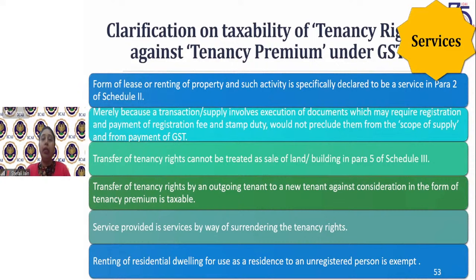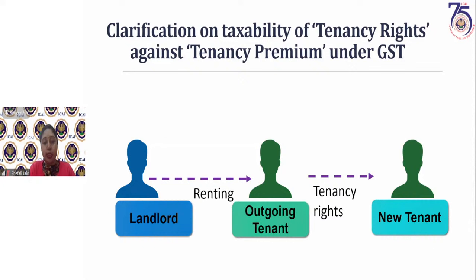Now, here one exemption is there. The renting of residence. If the landlord is giving his residential house to a person on rent, and that person is an unregistered person, an individual, or a sole proprietorship, but that person is taking that residential house on rent for his personal use, then that service is exempt. But this is covered under the exemption from GST chapter. I'm only giving a reference that in case the landlord is giving on rent to the outgoing tenant his residential property for use as residence, and this tenant is unregistered, then that will be exempt from GST.